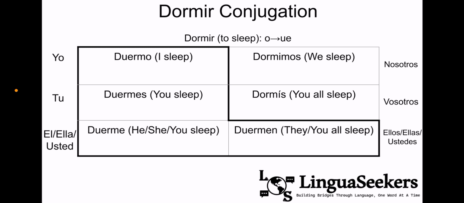The way we can remember this is by thinking of this boot shape that we see highlighted on the screen. Or we can just think of it by saying the nosotros and vosotros form always stay the same, and a stem changer will never apply to the nosotros and vosotros forms.